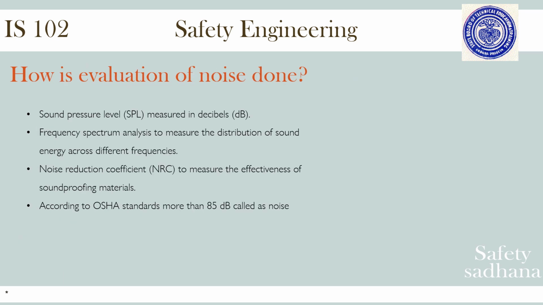How is evaluation of noise done? Sound pressure level, SPL, measured in decibels, dB. Frequency spectrum analysis to measure the distribution of sound energy across different frequencies. Noise reduction coefficient, NRC, to measure the effectiveness of soundproofing materials. According to OSHA standards, more than 85 decibels is called noise.